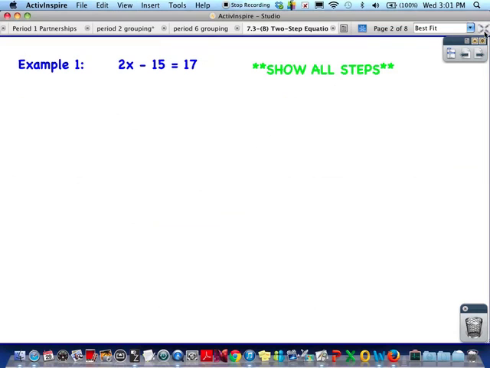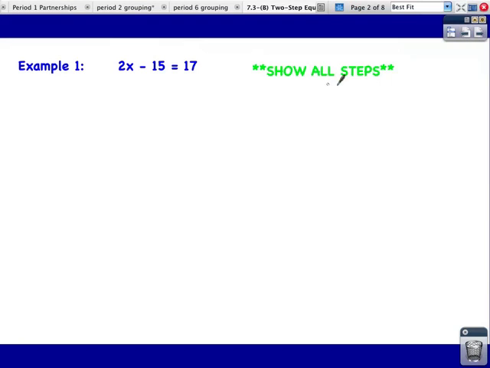Okay, we'll go to full screen. Notice this: show all work. That's so important for these because now they're two-step equations. It's very similar to one-step equations where we do the opposite, but we've got to do two things first. Notice it's 2x minus 15 equals 17.